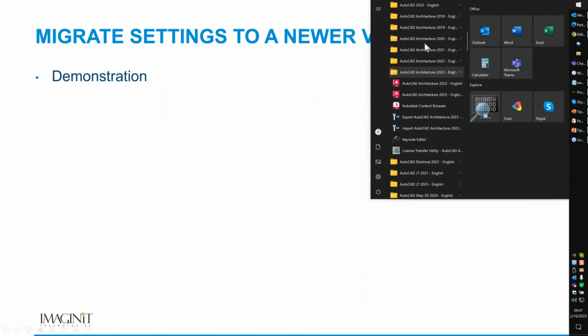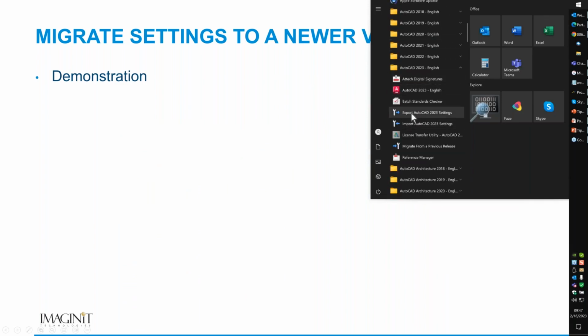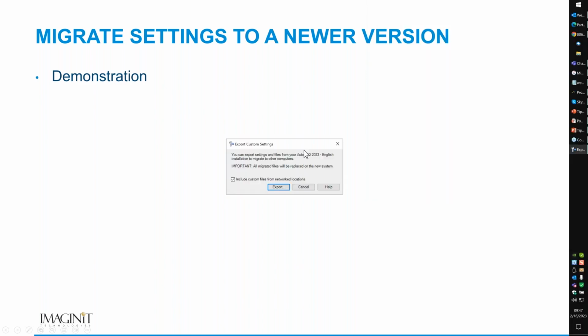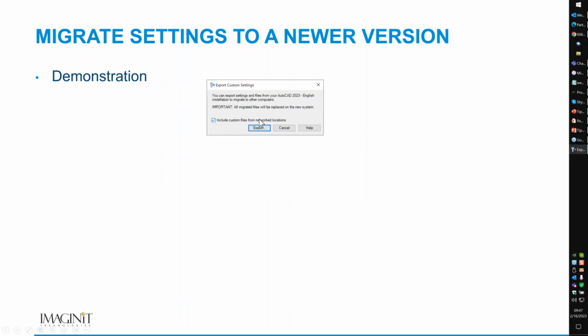We come in here, well, not my architecture, and I want to export my AutoCAD settings. Include custom files from network locations. Again, I will typically uncheck this.